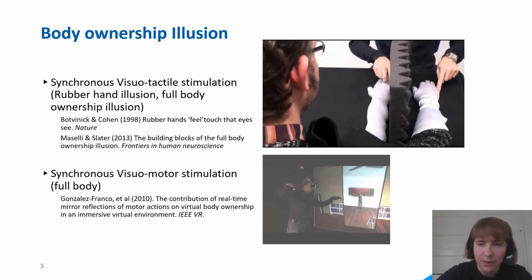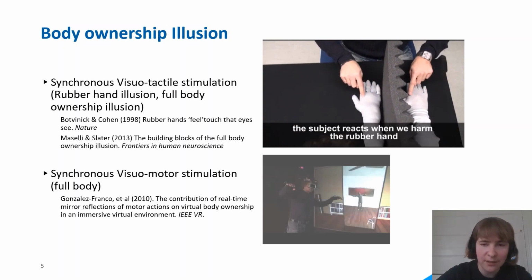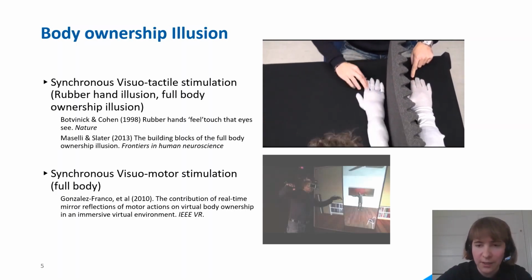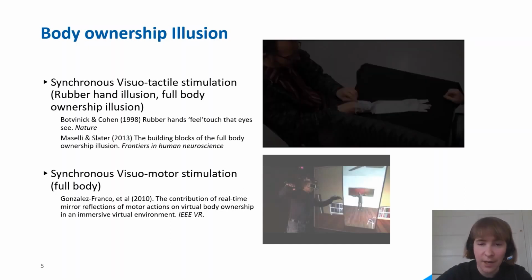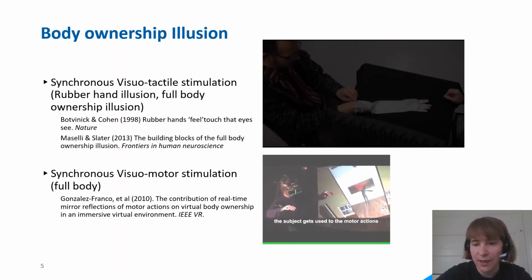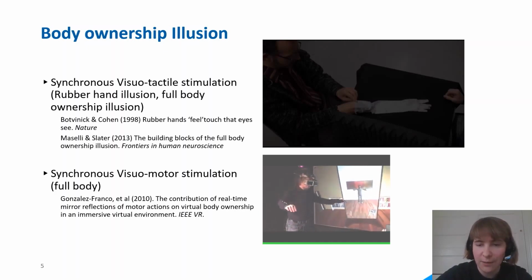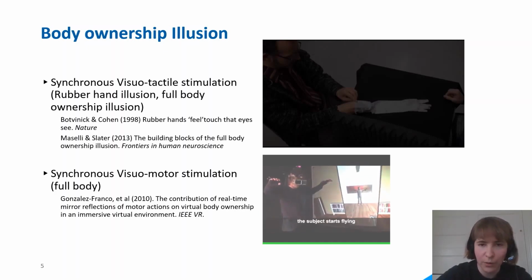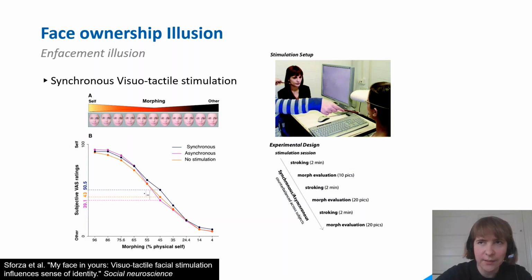There is a synchronous tap between the hand of a participant and a rubber hand. The participant's hand is behind a curtain, and the person starts perceiving the rubber hand as their own hand. The same can be done with visual motor stimulation, that is body tracking, where the avatar moves as you move, and you start having that illusion of body ownership and embodiment. Indeed, these theories of body ownership illusion have been used for creating face ownership illusion and the enfacement illusion. For example, visual tactile stimulation while looking at another face creates a stronger self-identification over that face.